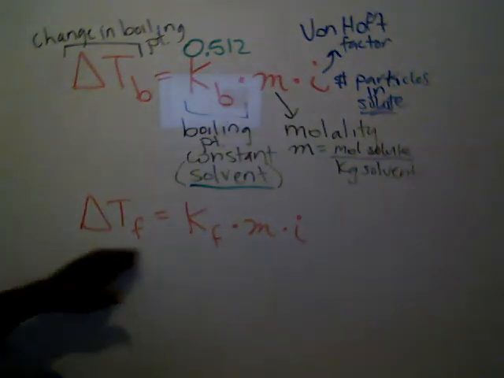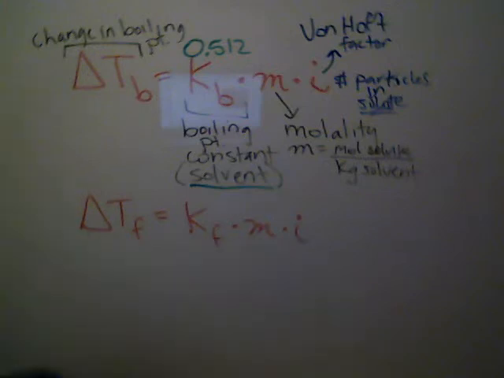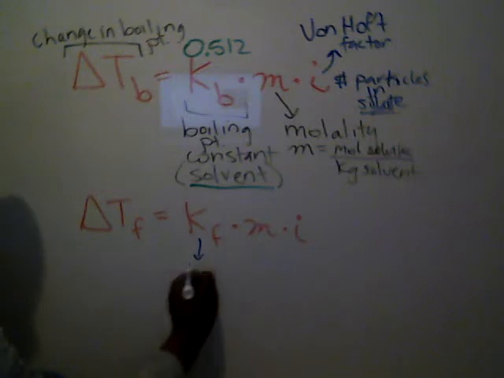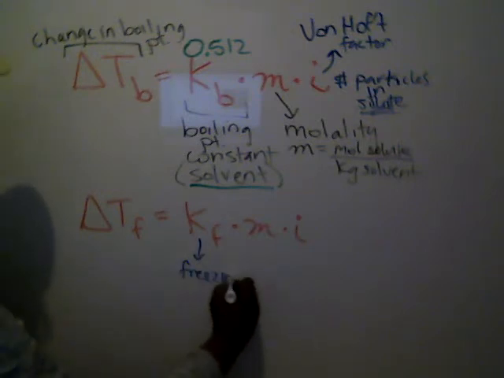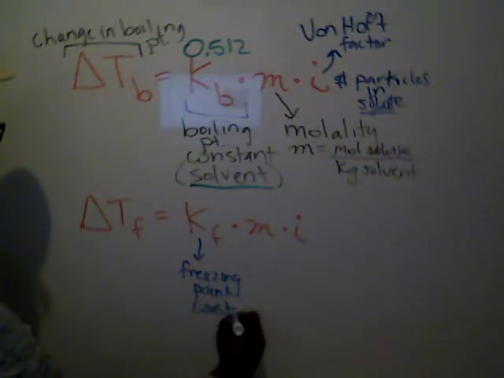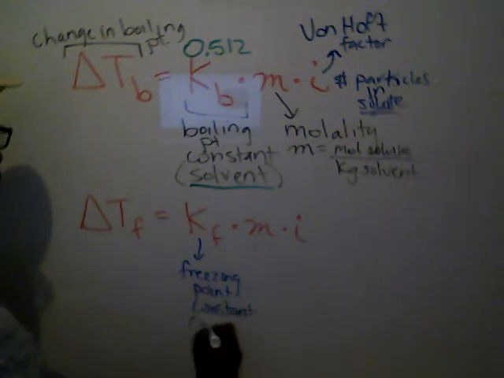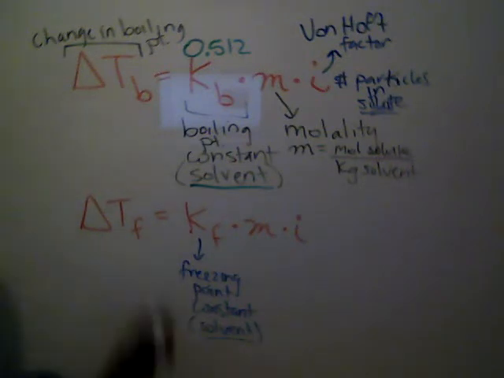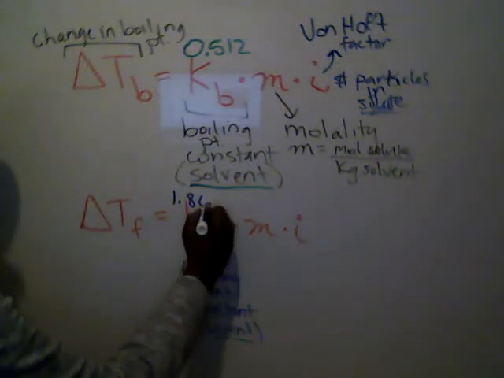Okay, the same thing is true for the freezing point equation. The only thing that's different is your Kf would be a different value, because this would be your freezing point constant. Again, they would have to give that to you, and the freezing point constant is in terms of the solvent. Okay, and so for water, the freezing point constant is 1.86.